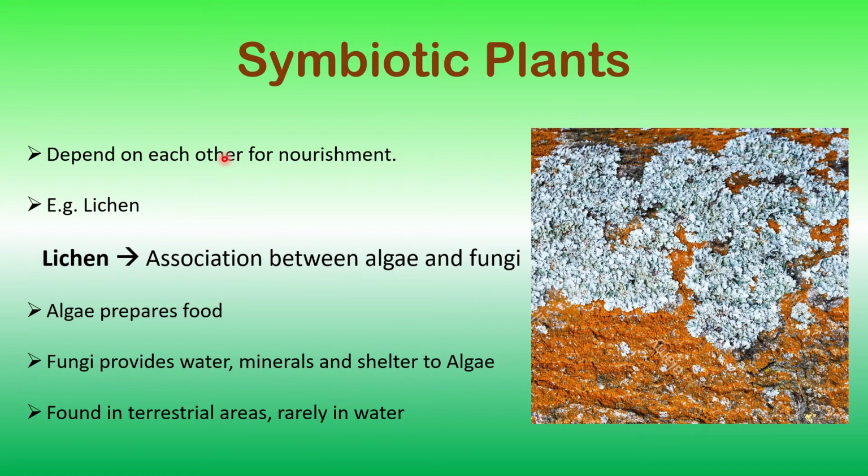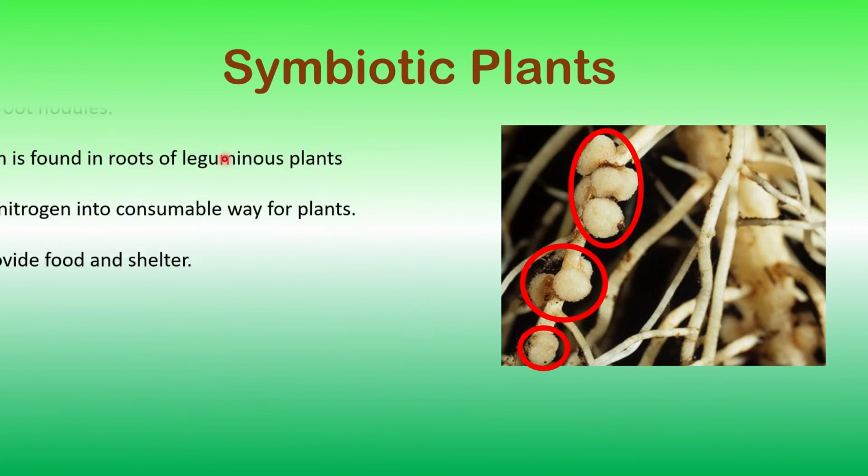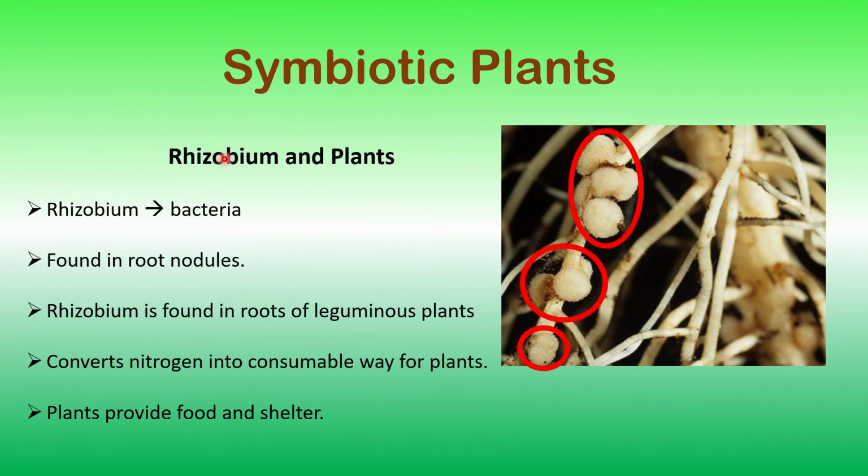The lichen is found in terrestrial areas and very rarely in water. Let's move on to another example of symbiotic plants. It is Rhizobium and plants. Rhizobium is a bacteria and it's present in root nodules. The Rhizobium is found in root nodules of leguminous plants, which I'll be telling you about after this.